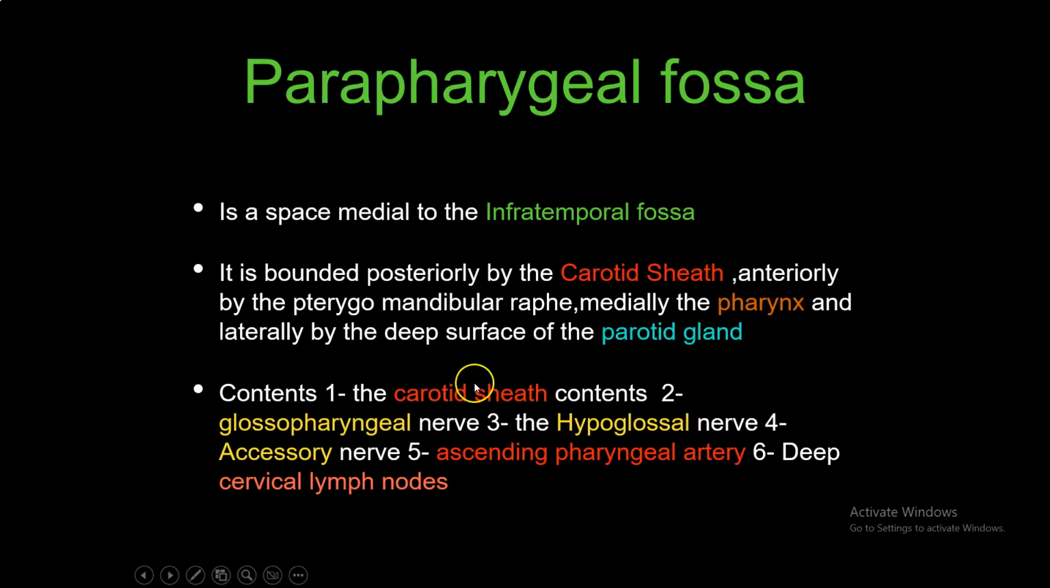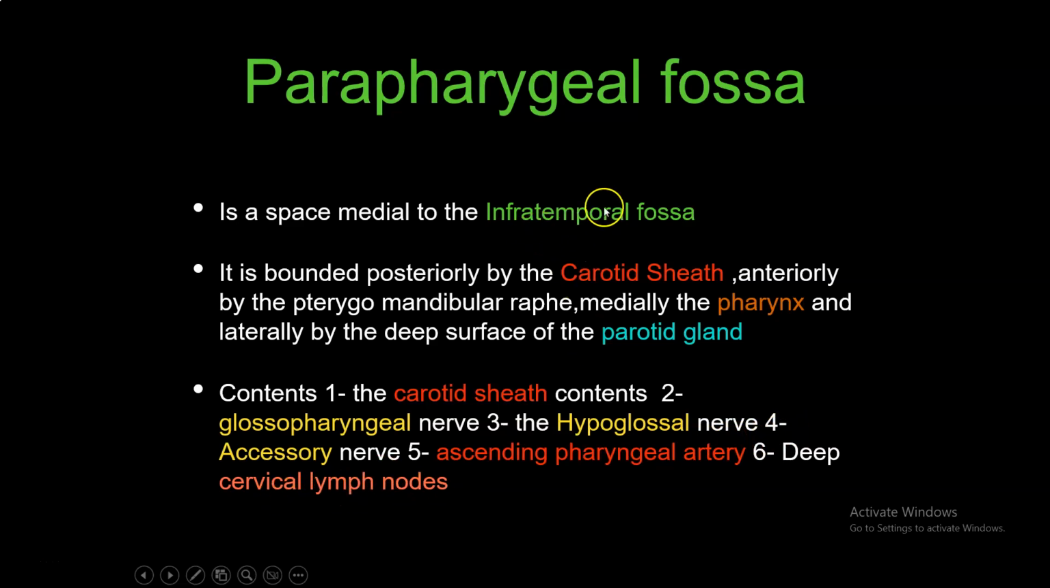The carotid sheath contains the vagus. Also we have the glossopharyngeal, 9, 10, hypoglossal, 12, and the accessory, 9, 10, 11, and 12. The lower 4 cranial nerves are present in the parapharyngeal fossa. Carotid sheath is present in the parapharyngeal fossa, and some deep cervical lymph nodes.